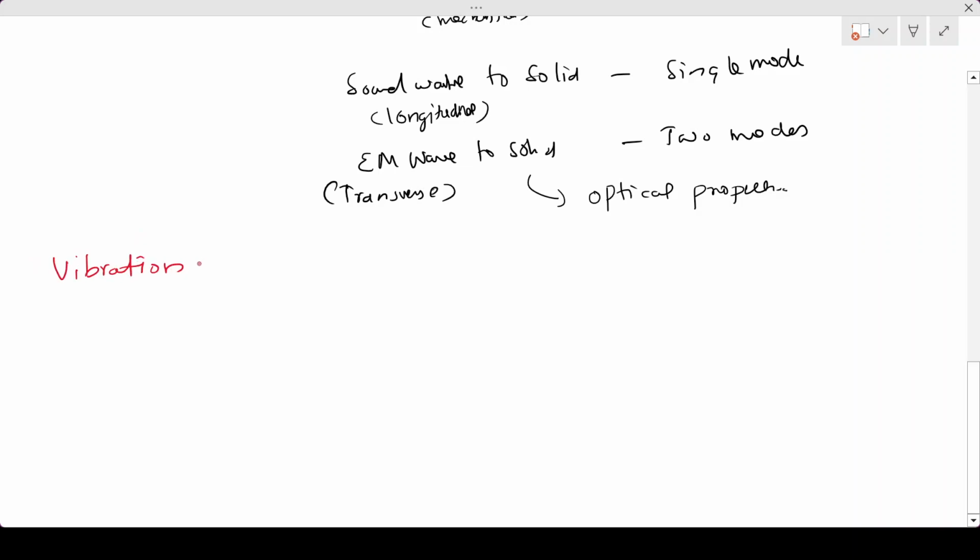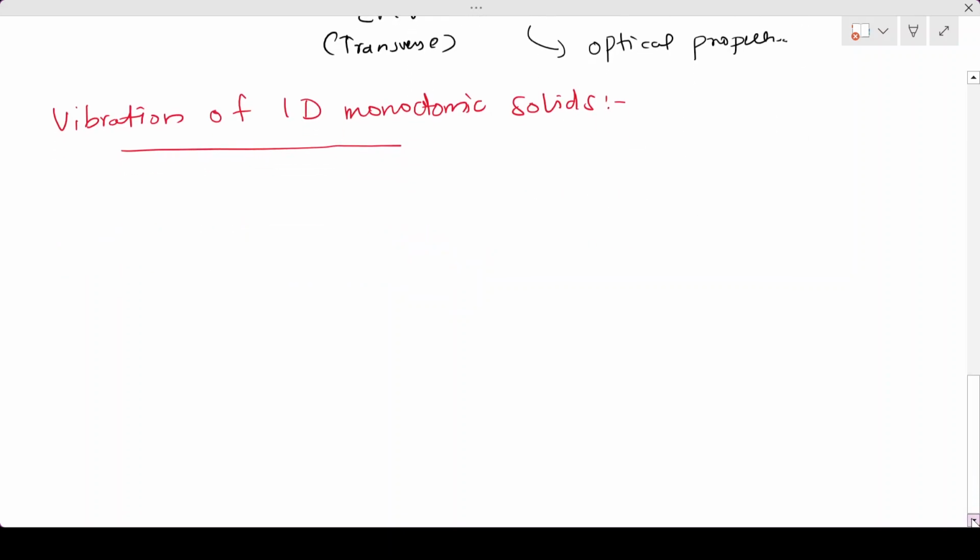vibration of a one dimensional monoatomic solid. So we'll discuss vibration of one dimensional monoatomic solids now.